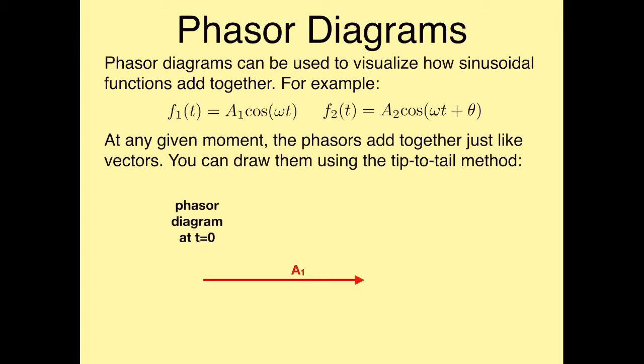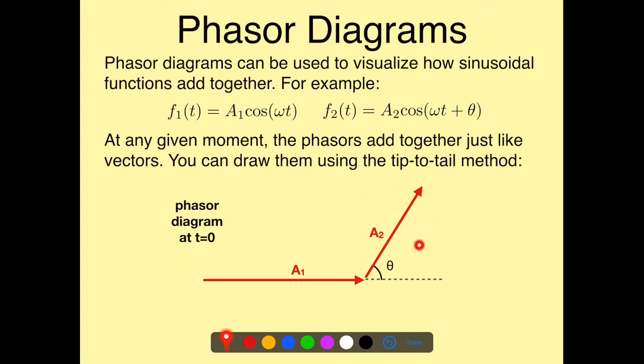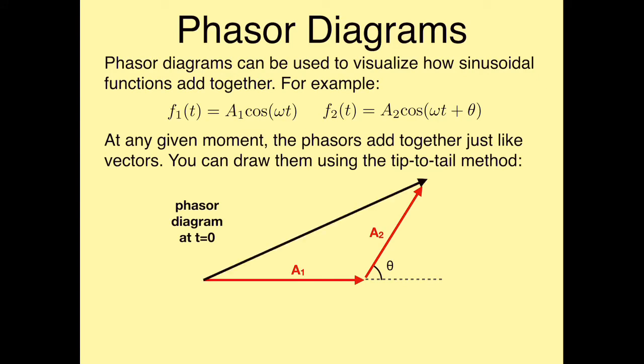So we're going to start by drawing the first phasor with a length A1. When t is equal to 0, this phasor should be pointing straight to the right along the x-axis. And then we're going to show the second phasor added tip to tail with the first one. So we'll have a second arrow whose length is A2. And to show that it's out of phase with the first one, we have an angle θ between those two arrows. So again, if this is a 45-degree angle, then I put a 45-degree angle between the two arrows. With those two arrows on the page, now we can see what the total is.